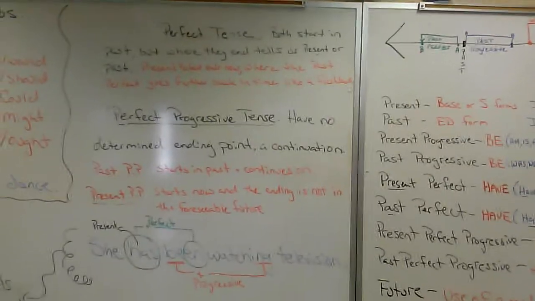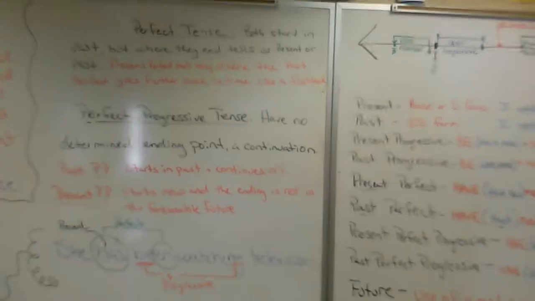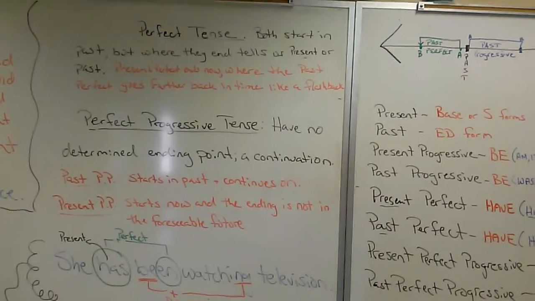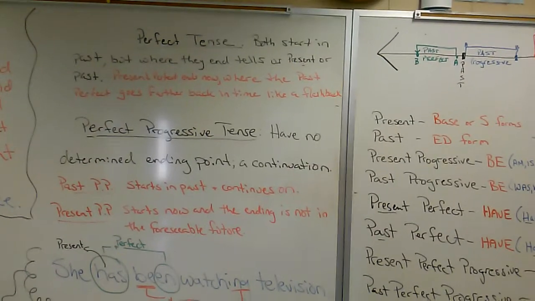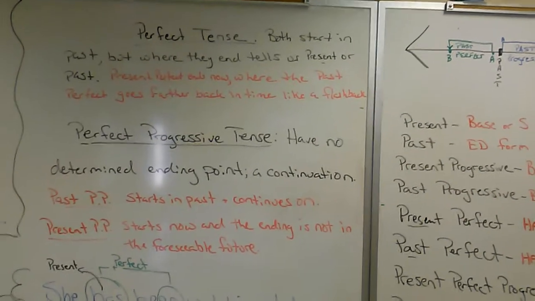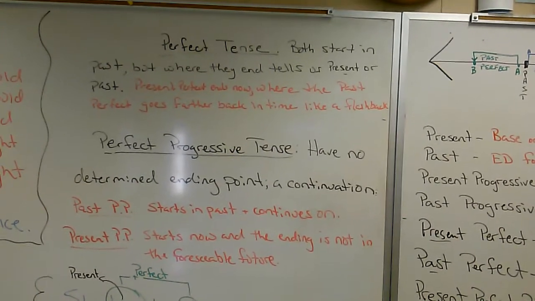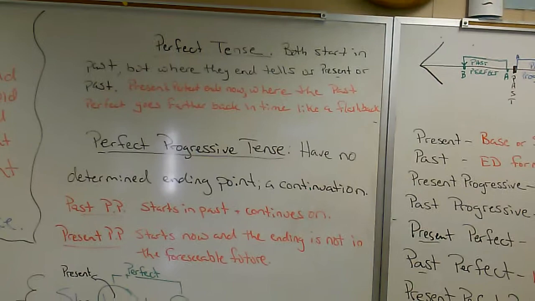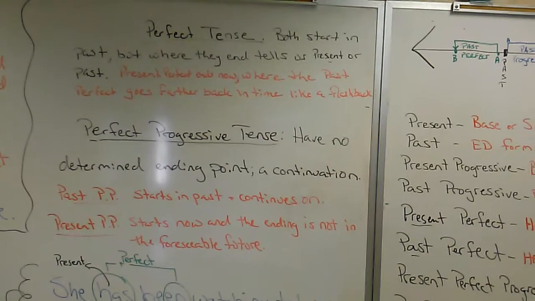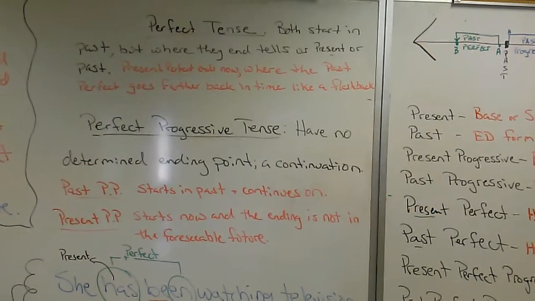Guys, here's pretty much the last parts of the verb that we are going to go over in here. All right, we're going to talk about two tenses. The first one is called the perfect tense. The perfect tense, both of them start in the past, but with the present it ends in the present, and with the past it goes farther back in the past. In fact, the definition of the past perfect is the past of the past. It's kind of like a flashback. The present perfect starts in the past and ends now. Okay? Now, the way to write the perfect tense is using the form of have.